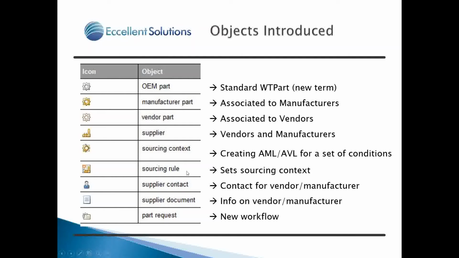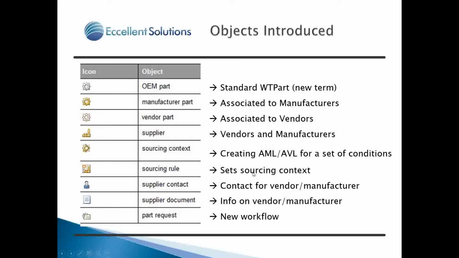There's also an object type called a sourcing rule, which lets you define sourcing contexts based on a governing body or rule within Windchill. Maybe this is a particular location, or maybe this is a particular context within Windchill that wherever you ever have a supplier part that gets associated to an OEM part in a given library or product, you can have a sourcing rule identified to drive that particular sourcing context.